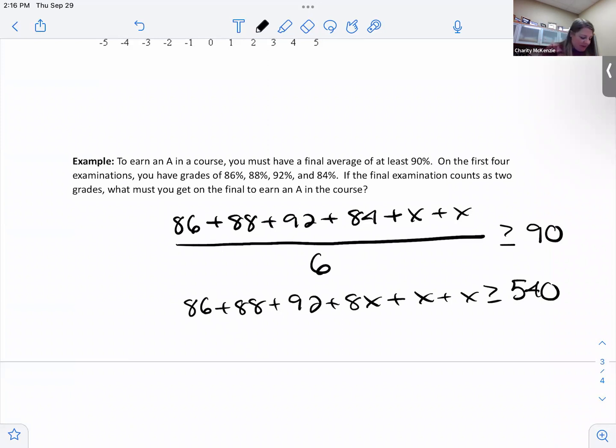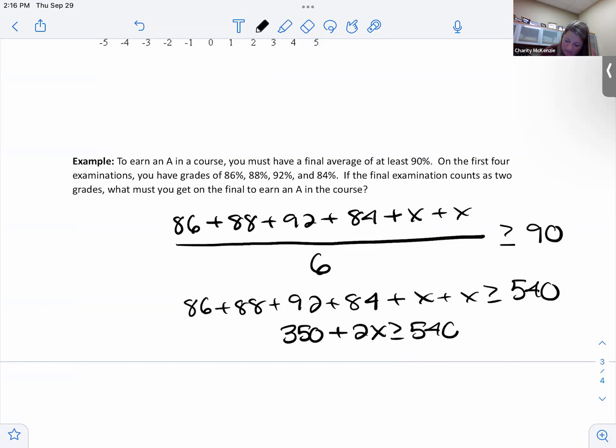Let's add those numbers. So 86 plus 88 plus 92 plus, I wrote 8x. No, it was 84, excuse me. I was like, why does it say 8x? You probably already noticed. All right, plus 84. All right, 350. So this whole side is 350, and we know x plus x is 2x.